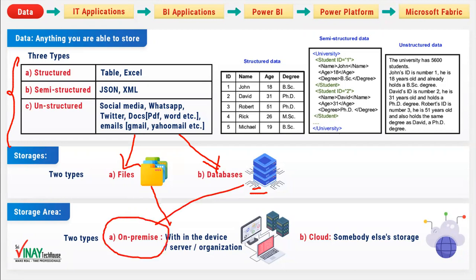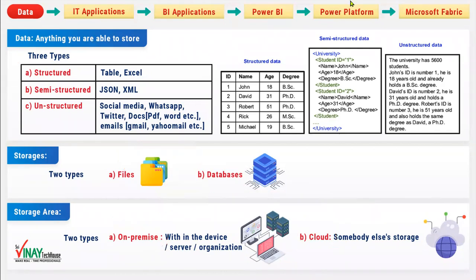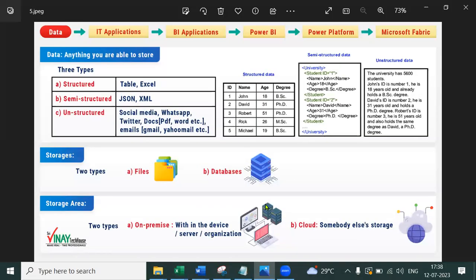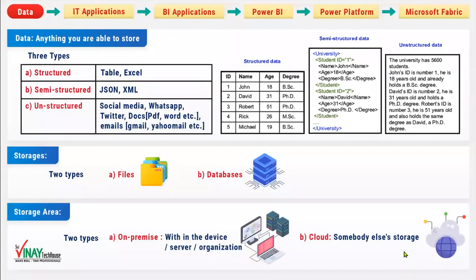One is on premises. We maintain our servers and our hard disk area and place the data there. The second one is the cloud, where we place it in somebody else's storage area. And today you will receive the demo video in the cloud only. That is a Google Drive cloud. Today you will receive the data in a cloud.